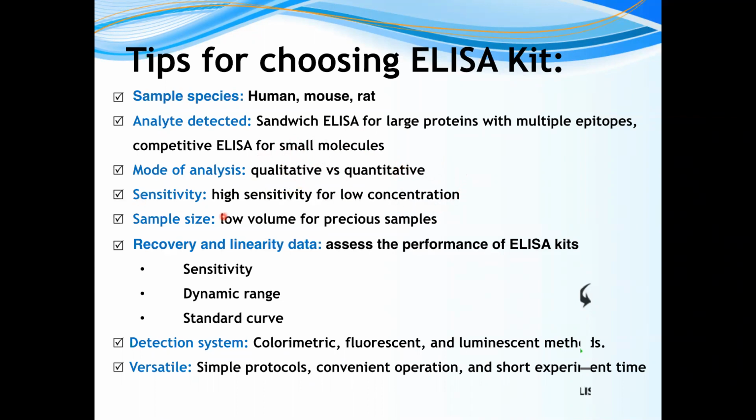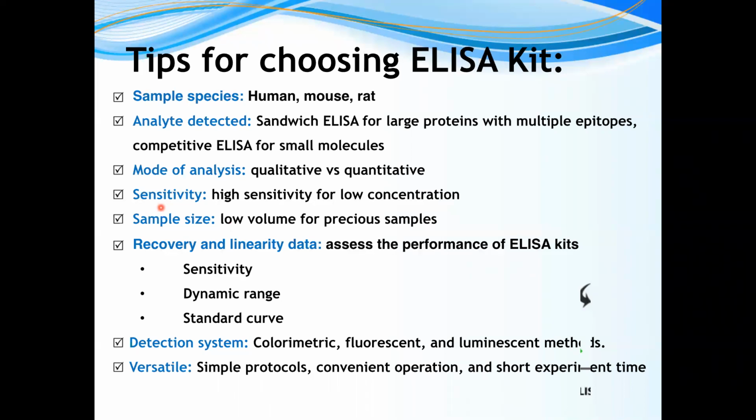Next is the sensitivity. It is very important to determine the sensitivity of the kit. If the researchers have no clue about the concentration of the analyte in their sample, then in that case, ELISA kits with a broad detection range are a better choice. If the concentration of the analyte in a sample is very low, ELISA kits with very high sensitivity are recommended. And if the concentration of the analyte is too high, then dilutions of the sample may be made to adapt to the detection range of the ELISA kit.